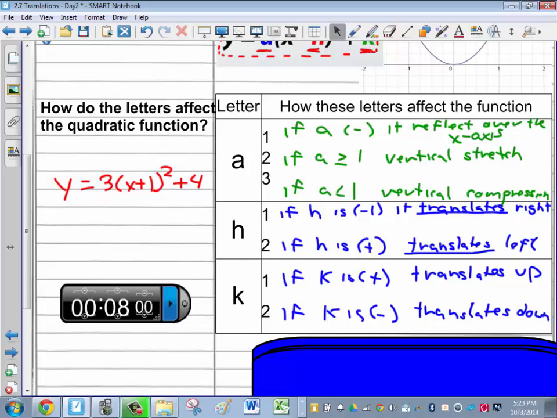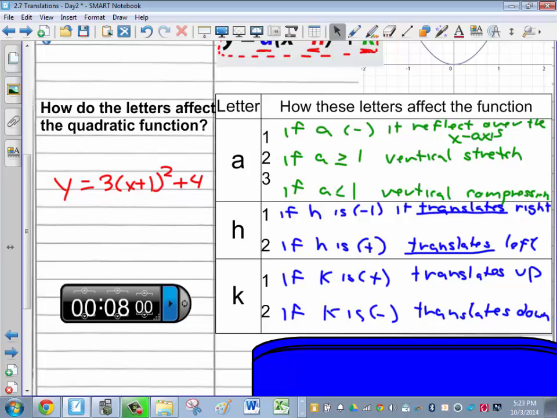If A is negative, it reflects. It will reflect over the x-axis. Okay, that's the technical term. When it becomes negative, remember how it popped upside down, so it's reflecting over the x-axis. If A is greater than 1, there's going to be a vertical stretch. And when A is less than 1, there's a vertical compression. It's actually fatter.